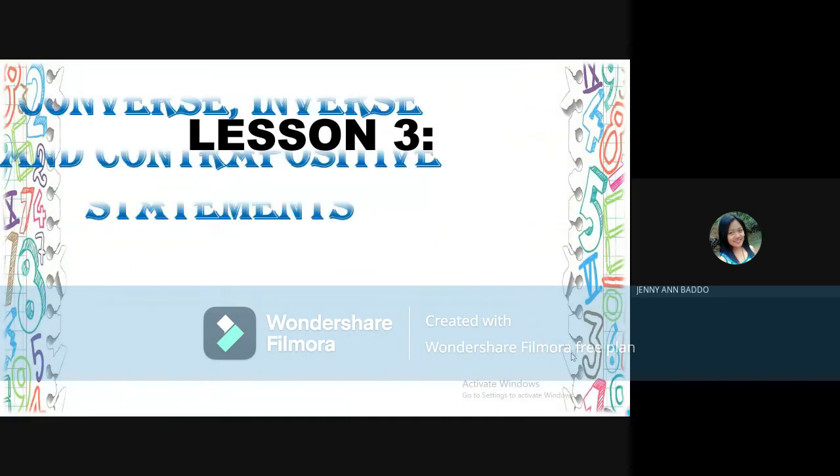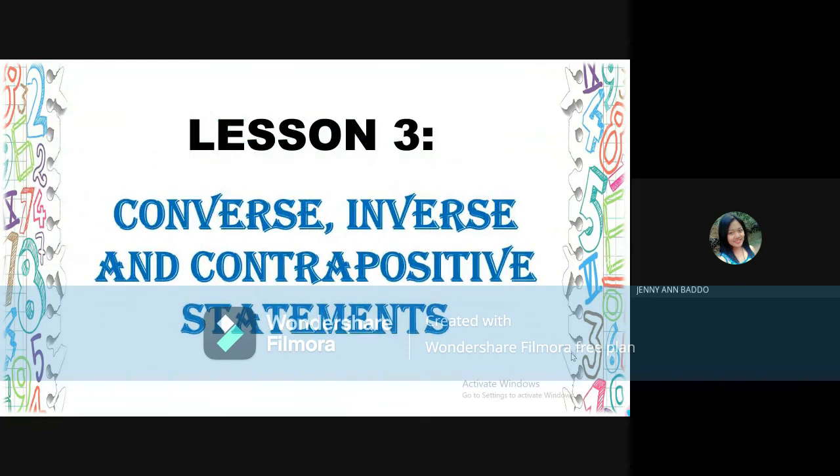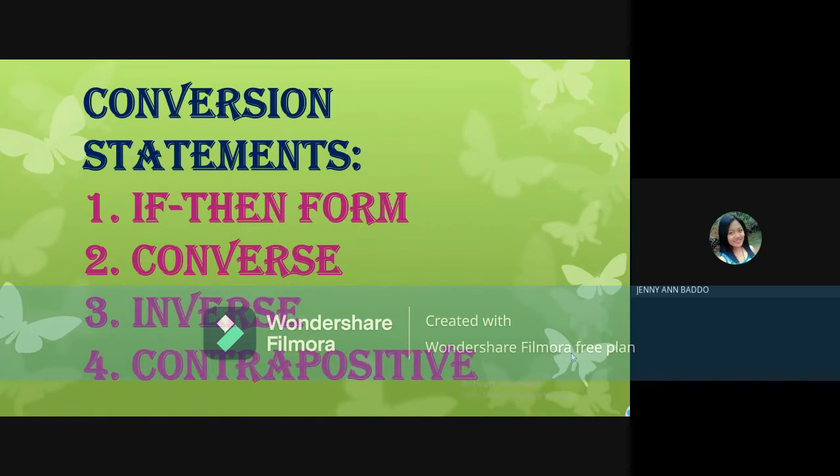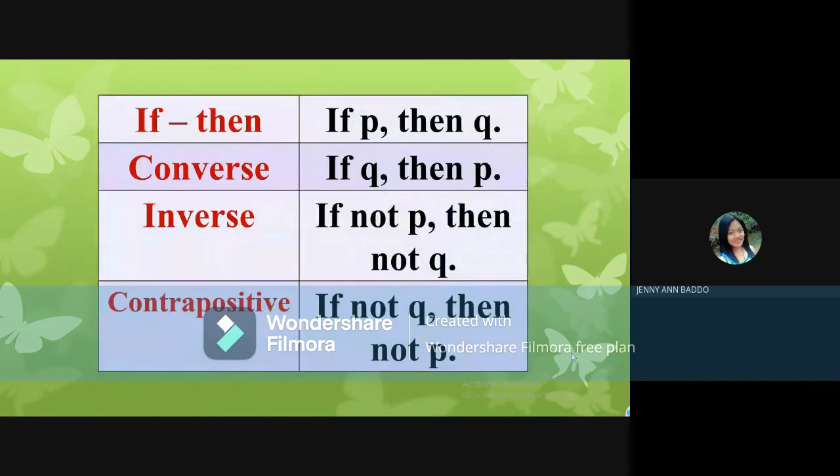Let's now proceed to lesson 3, the converse, inverse, and contrapositive statements. Aside from the if-then form of a statement, there are also three other conditional statements. We have the converse, the inverse, and the contrapositive. Now, what are the differences of these four? For the if-then statement, we have the form if P, then Q. So the hypothesis is written after the word if, and the conclusion is written after the word then.